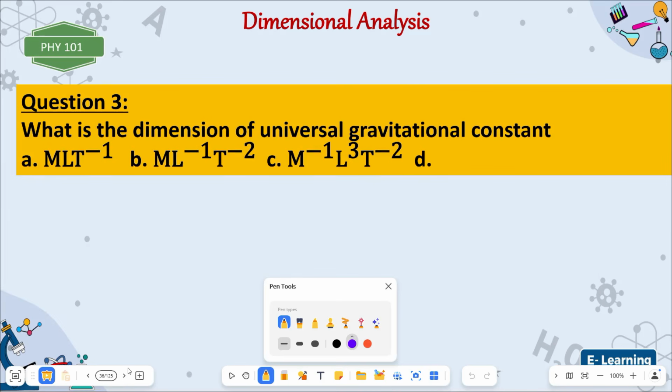Let's see the next. What is the dimension of universal gravitational constant? The universal gravitational constant is G.